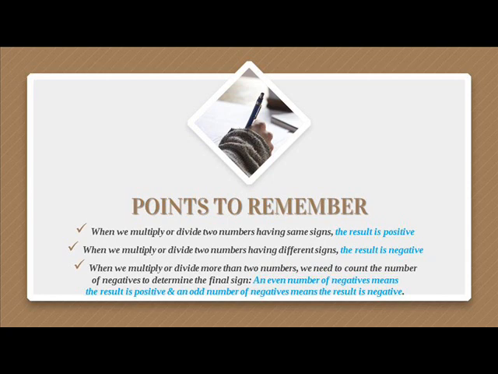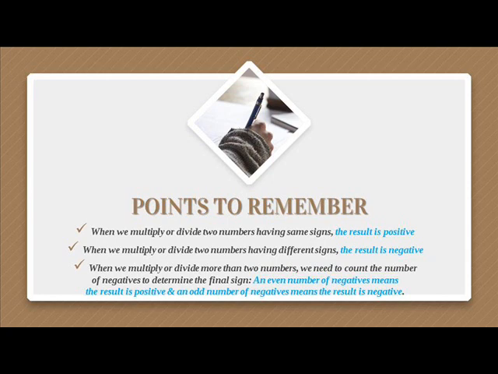The first thing that you must remember is when we multiply or divide two numbers having same signs, the result is positive. That is, plus into plus is plus and minus into minus is also plus. The second thing is when we multiply or divide two numbers having different signs, the result is negative. That is, plus into minus is minus and minus into plus is also minus.